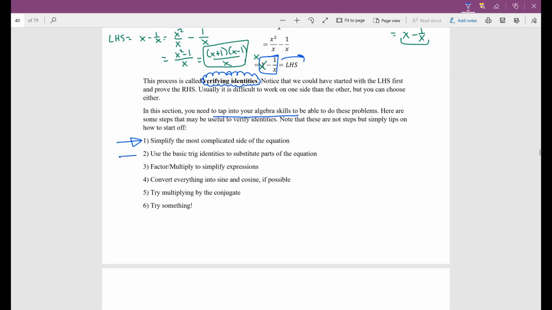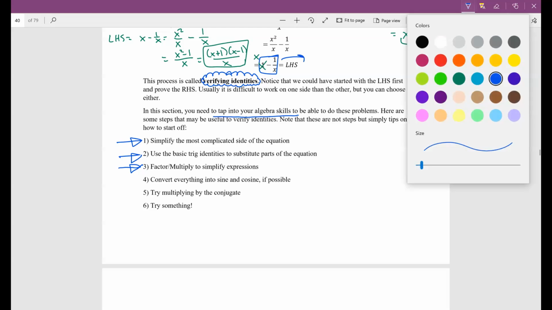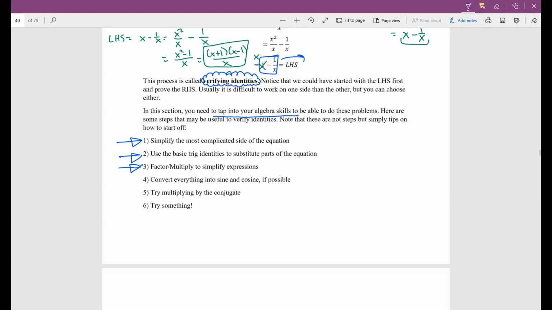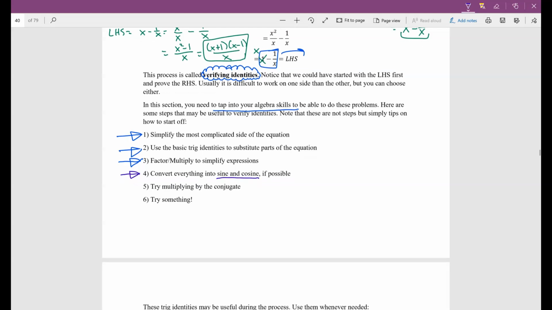Try to use the basic trig identities to substitute things into the equation, okay? Factor and multiply whenever you have a chance to simplify a couple of expressions. If you did these 3 things and nothing really seems to be happening, try to convert everything into sine and cosine. Usually converting into sine and cosine is really nice, okay? Things hopefully will cancel out.